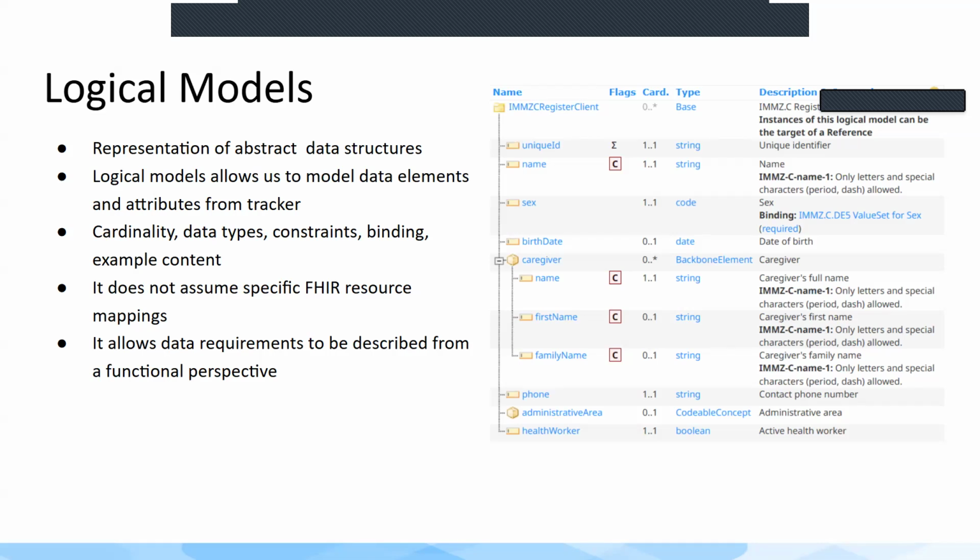And you can also add example content to your logical models as well. And it does not assume a specific FHIR resource mapping. And it allows your data requirements to be described from a functional perspective. So here I have included a logical model for registering a client. So you can see this is the base data elements that are needed to capture client registration. So you have the unique ID, you have the name, sex, birth date, caregiver, and so on.